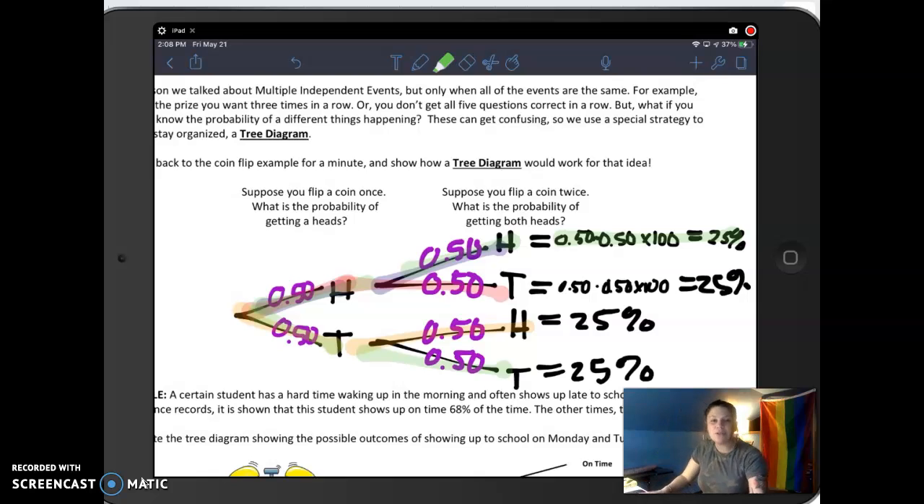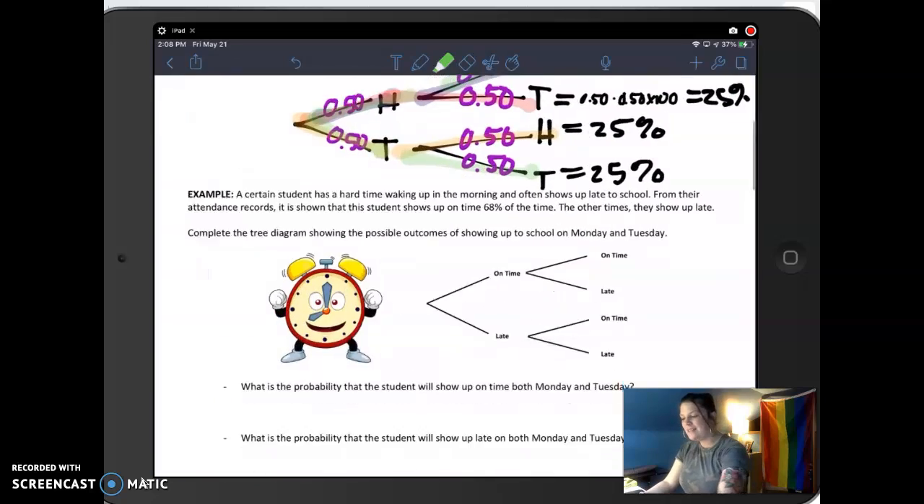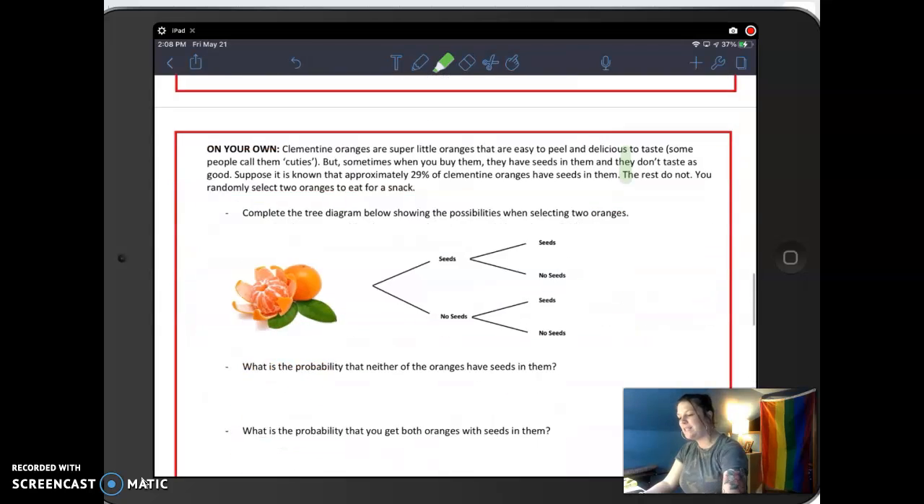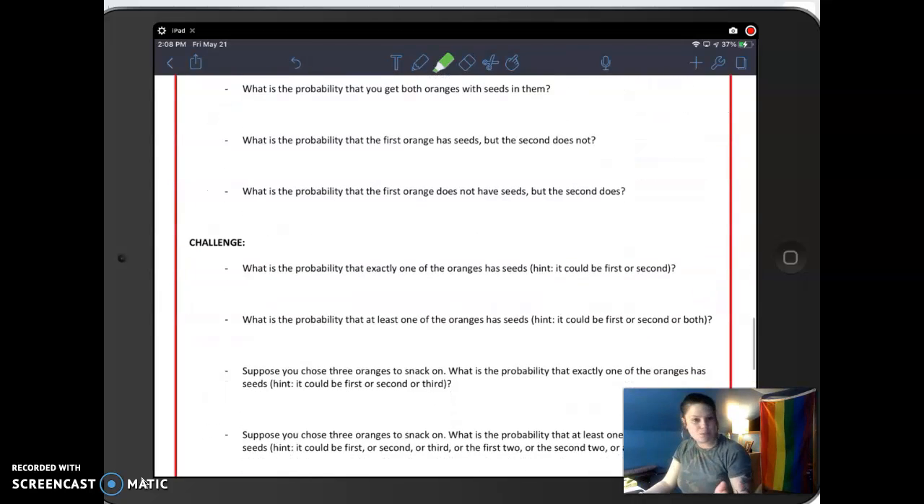Okay, so hopefully that gives us a good idea of how a tree diagram works and what is going on. Let's go on and do one example here. And then you have 3 examples to do and some challenge problems. Those are optional. You don't need to do that.